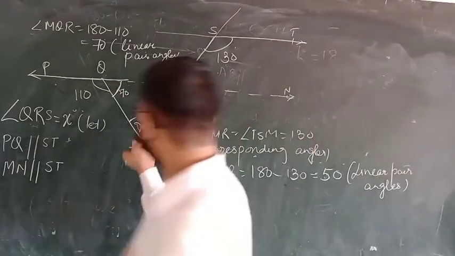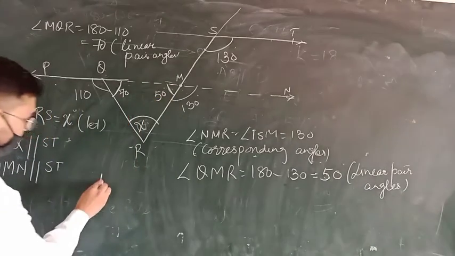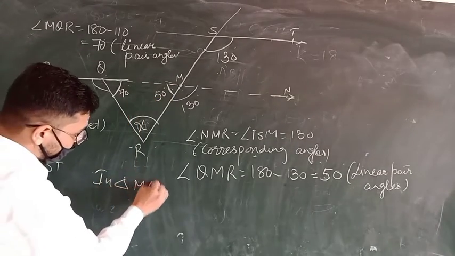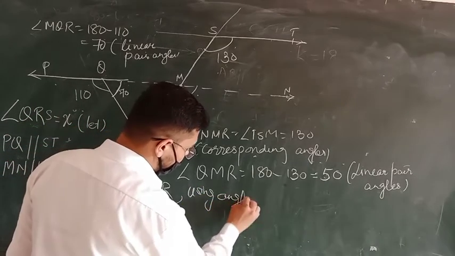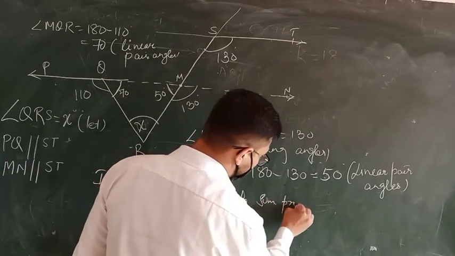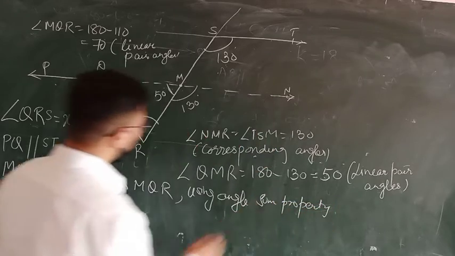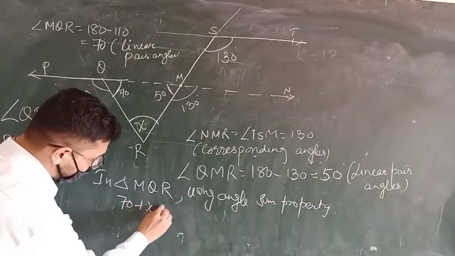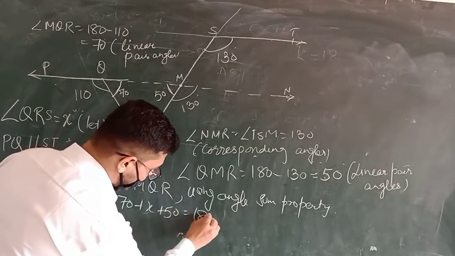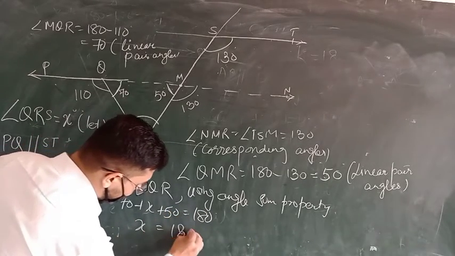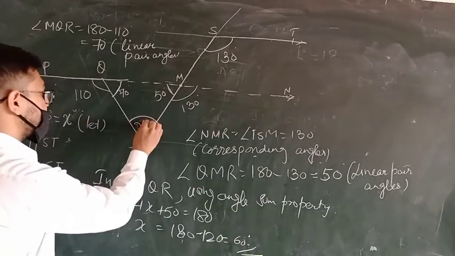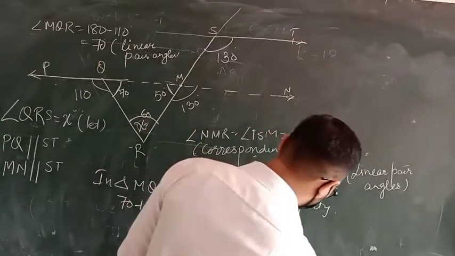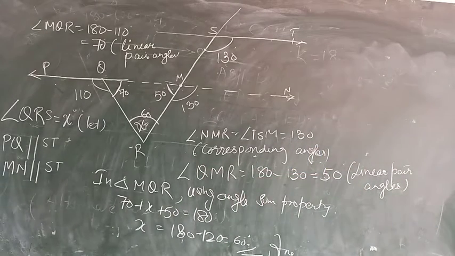So I can write, in triangle MQR, using angle sum property, 70 plus x plus 50 is equal to 180, right? So x is equal to 180 minus 120, which is equal to 60 degrees. So this angle is equal to 60 degrees. Any doubt?